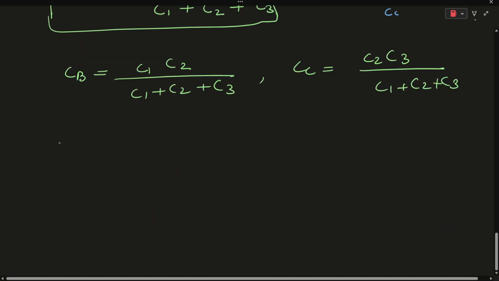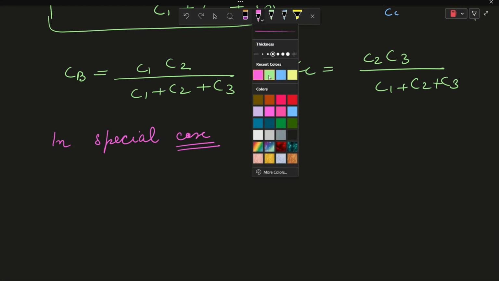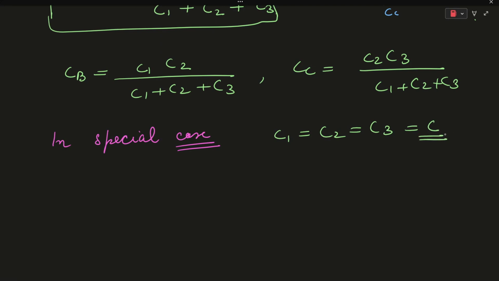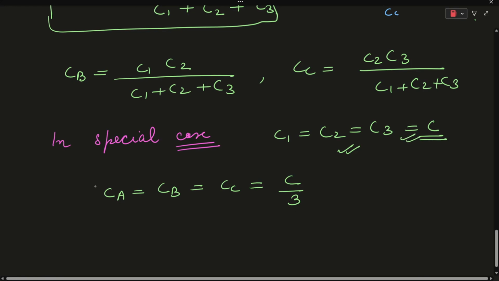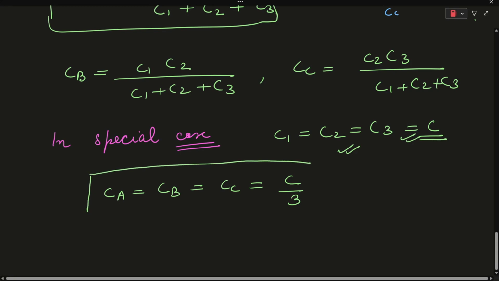So in a special case, when all the values of the capacitors C1 equal to C2 equal to C3 equal to C, meaning all the values of the capacitors are the same, the value of CA will be equal to CB will be equal to CC will be equal to C by 3. So the value of the capacitors decreases to one third whenever a star connected system with equal capacitors is converted into its delta system. I hope it is clear.